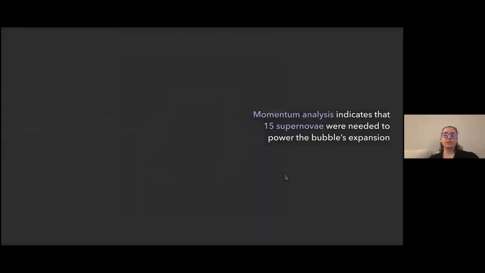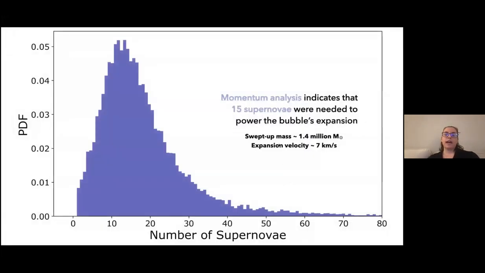Essentially, what we do is look at the swept up mass in the local bubble. We think there's about 1.4 million solar masses of gas that's been swept up on its surface. And then based on the cluster modeling, we find an expansion velocity of about 7 kilometers per second. And so we have the total momentum of the shell. If you divide that by the momentum injected on average by each supernova, you get an average of 15 supernovae needed to power the expansion. But there's a wide range, anywhere from about 8 to 30 supernovae.